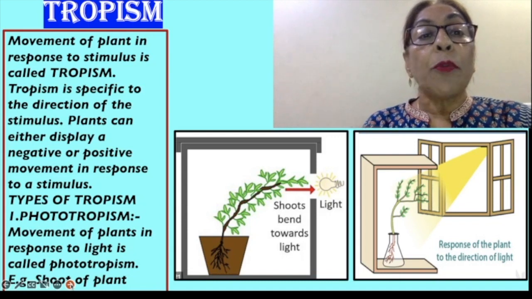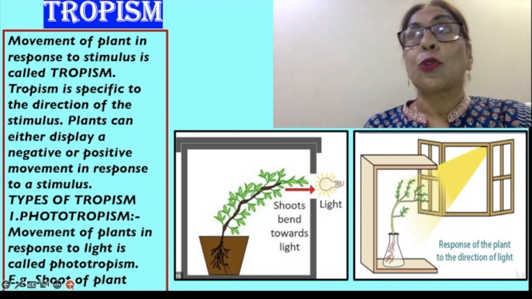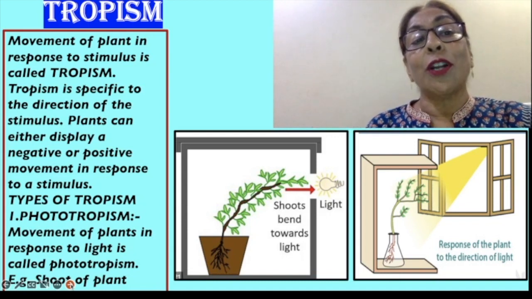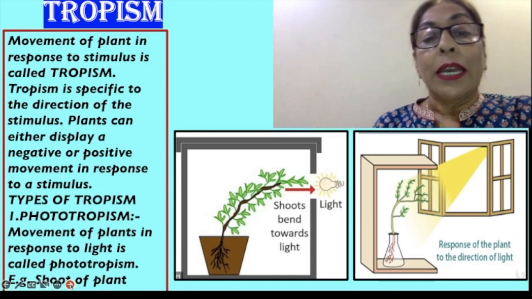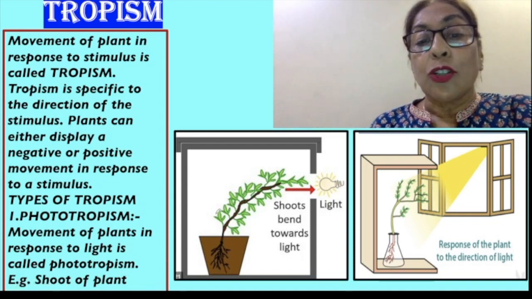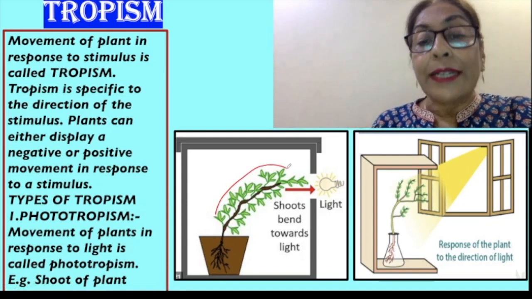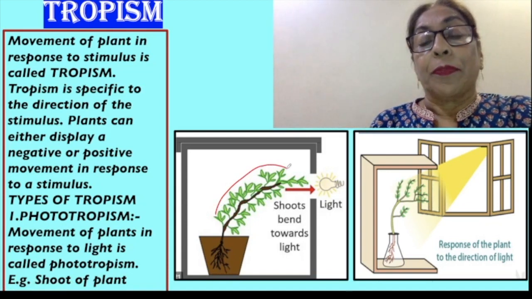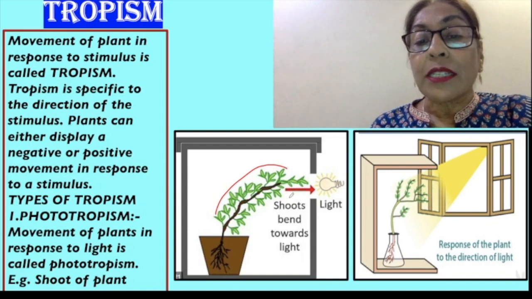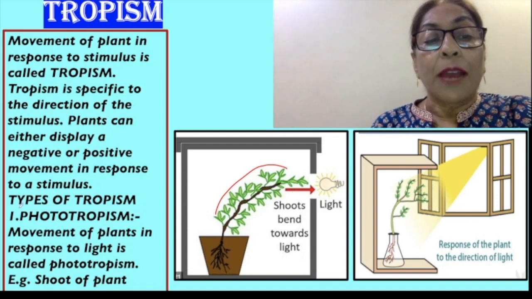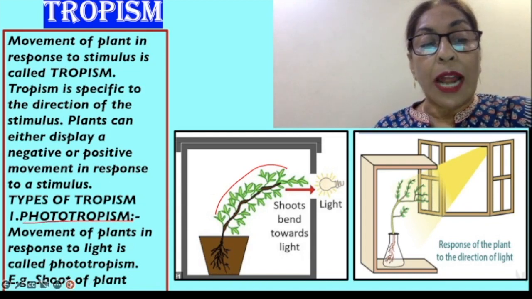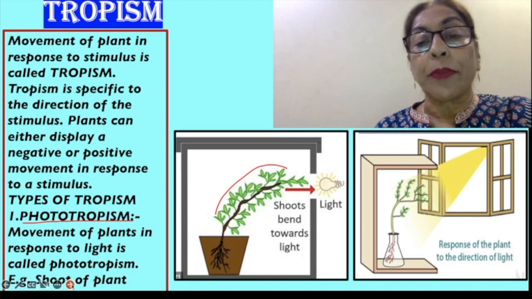Tropism: movement of a plant in response to a stimulus is called tropism. Here you can see the shoot is bending toward light. So light is the stimulus and this type of movement is called phototropism. Movement of a plant in response to light is called phototropism.